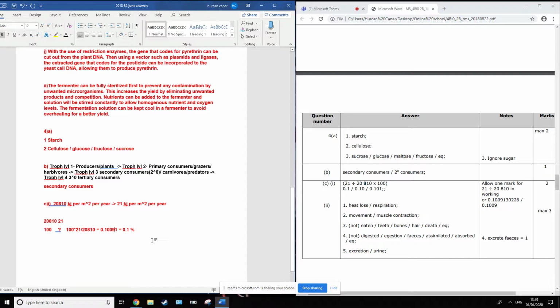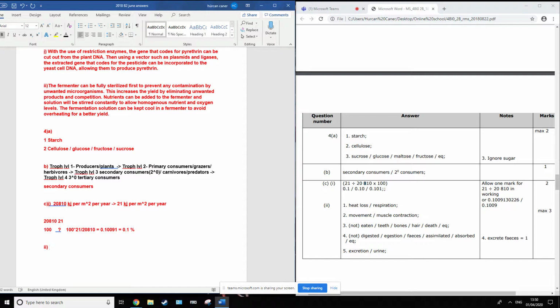Okay, I remembered. Yes, let's carry on. Second part. Explain why not all the energy contained in the plants is transferred to the tertiary consumers. So only 0.1% is transferred to the last trophic level. Why do you think this happens?